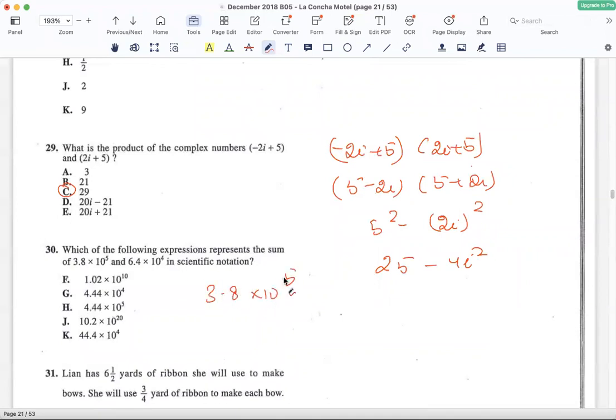Which of the following expressions represents the sum of this and this in scientific notation? 3.8 into 10 to the power 5 and 6.4 into 10 to the power 4. So I can write this as 38 into 10 to the power 4, right? So if I add these two, I get 44.4 into 10 to the power 4. So 4.44 into 10 to the power 5. So that's the scientific notation.